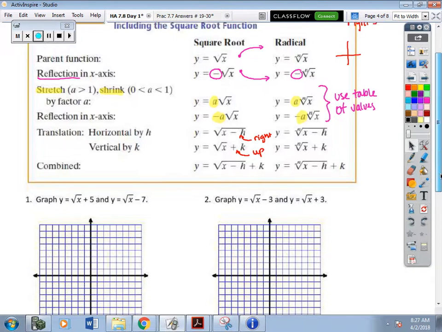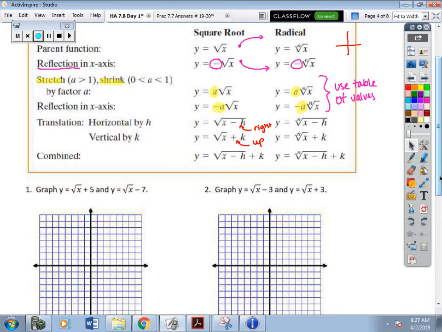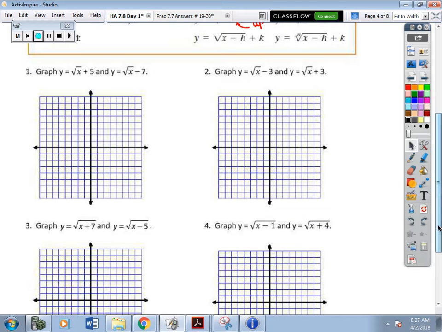Now, all of these below could be done using a table of values, but again, since we learned the shortcut for a square root function, which is to start at 0, 0, and then we usually will go up 1 over 1, and then up 1 over 3. As long as there's no stretch or shrink, you can use that shortcut to graph these rather quickly. Now, we will have to take into account that we have some shifting. So we're graphing 2 on the same graph.